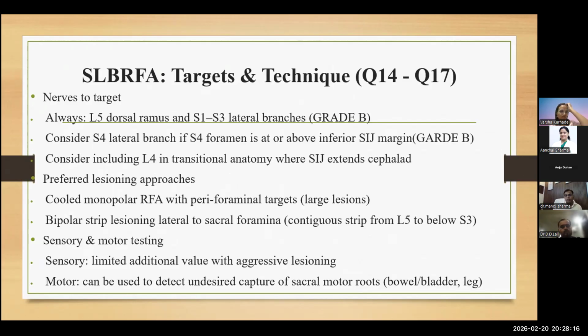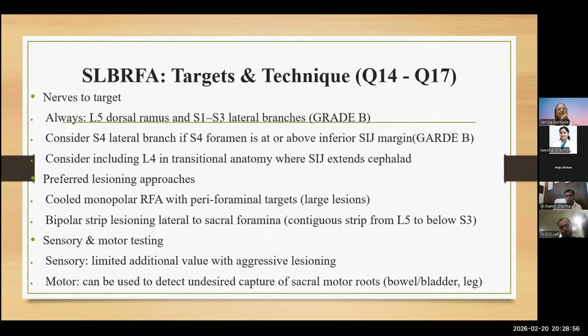Then what targets and technique should we use? Usually for S1, S2, S3 lateral branches there is grade A evidence, and including the L5 dorsal ramus has grade B evidence. We should include the S4 lateral branch also if the S4 foramen is at or above the inferior sacroiliac joint margin. And we should consider L4 also if there is lumbarization, or if L4 is in a transitional anatomy where the sacroiliac joint extends up to the L4 vertebra.